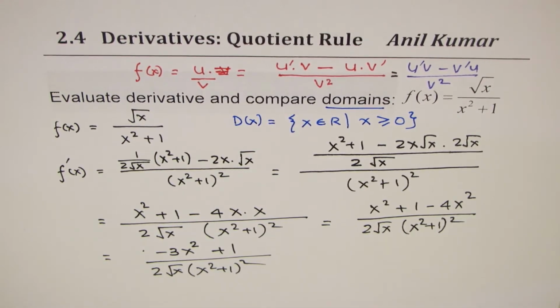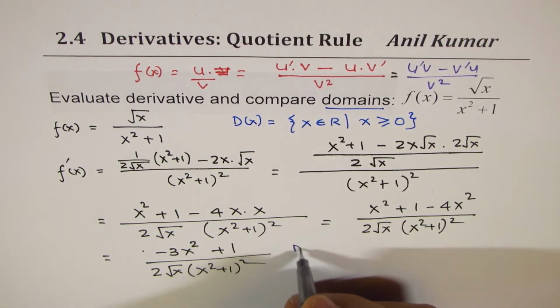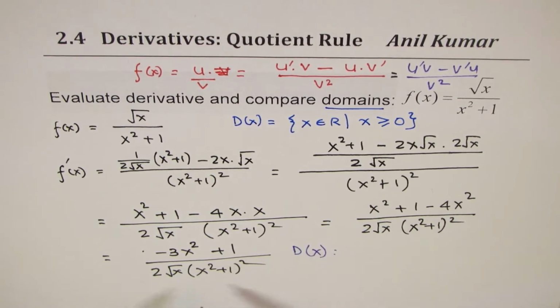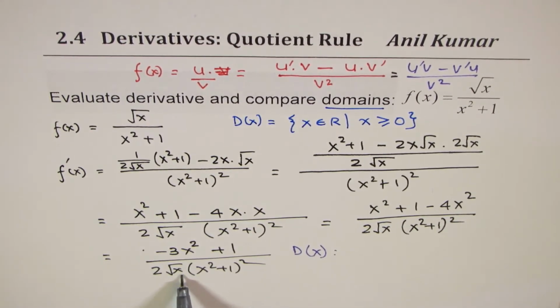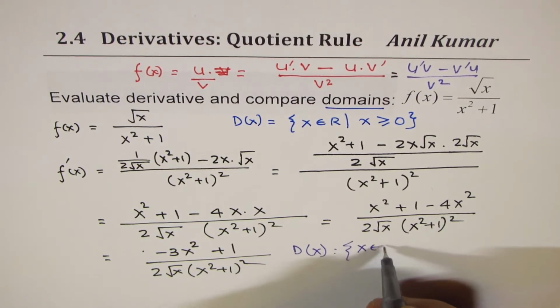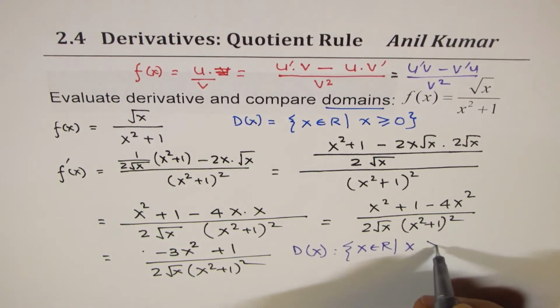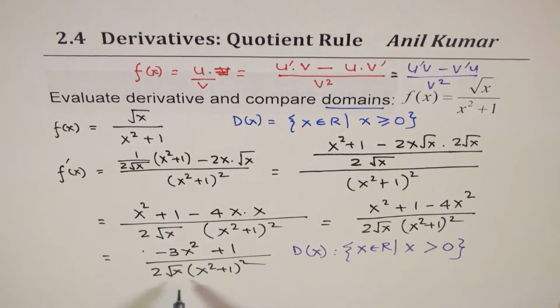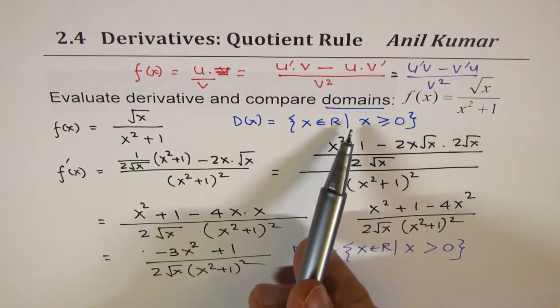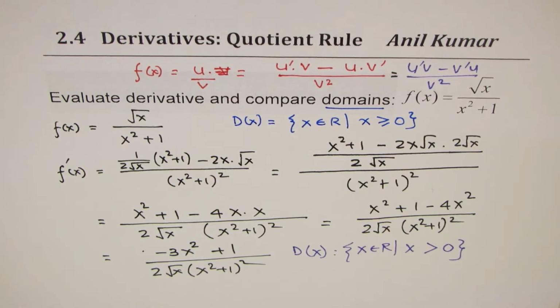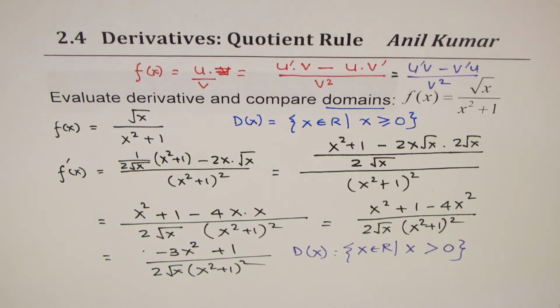What is the domain of your derivative? Let's write that now. So what is the domain of this one? Now we have a restriction in the denominator that it cannot be even equal to 0. So here the domain is that x belongs to real numbers where x is greater than 0. Do you see that? Since we get square root x in the denominator, it cannot be 0. Earlier it could be 0. So there is a change in domain. So when you find a function's derivative, domain might change. So that's very important to understand.